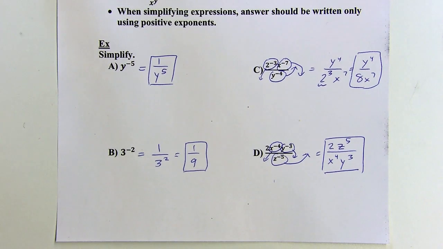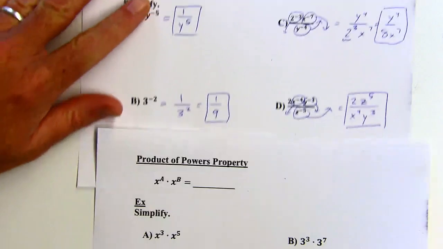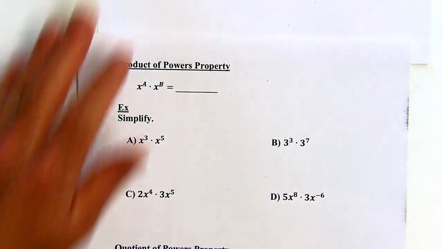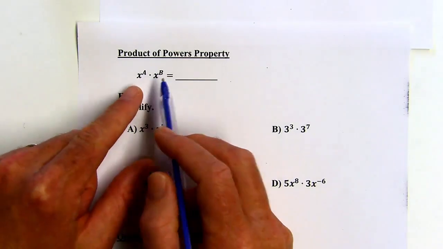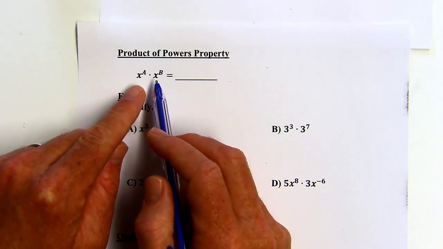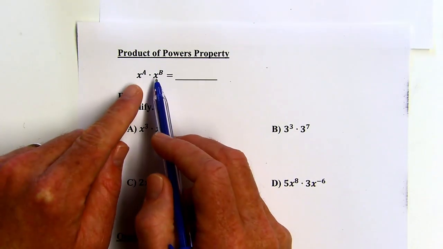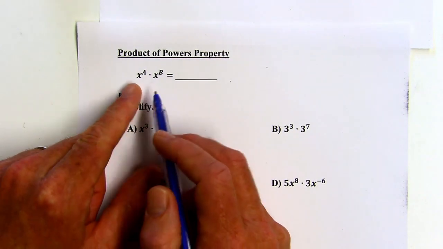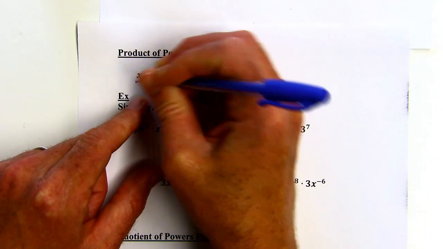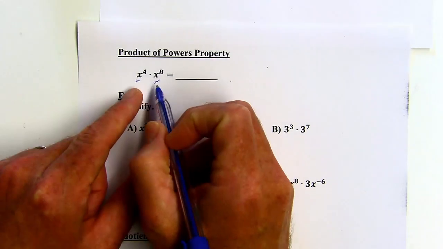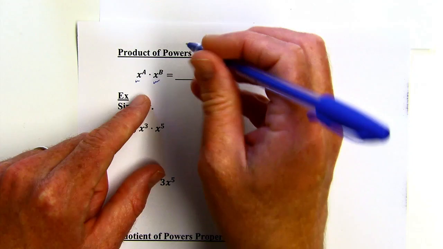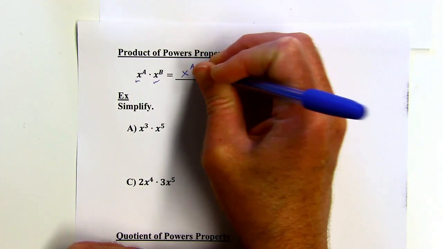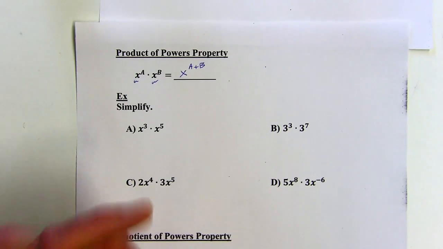So now let's look at the product of powers property. When we have two expressions or two terms we're multiplying together, I've got x raised to a and x raised to b, and I'm multiplying them together. Notice they have the same base. The base of both of these is x. Well, when that's the case, you can add together the exponents. So that's going to become x to the a plus b.